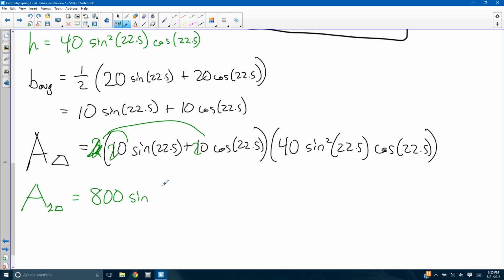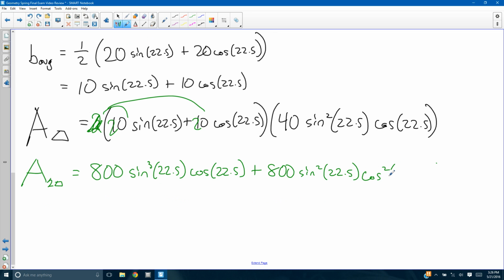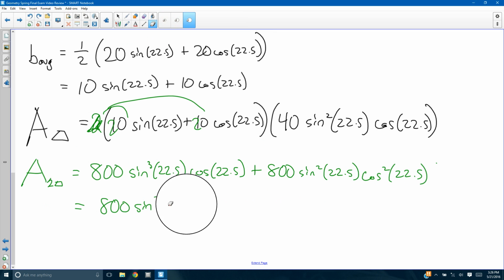Plus 800 sine cubed 22.5 times cosine of 22.5 plus 800 sine squared of 22.5 times cosine squared of 22.5. There we go. All right, looks like I can factor out 800 sine squared of 22.5. Well, factoring it out would defeat the purpose of what I was doing here before. So I'll leave it like that.